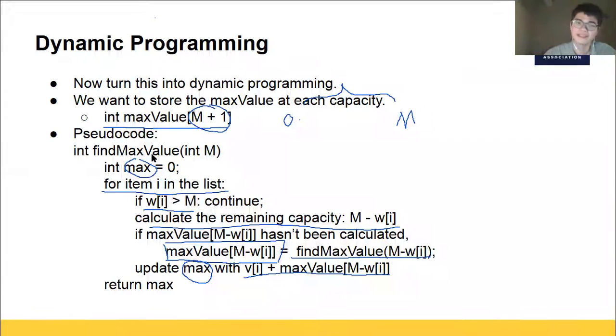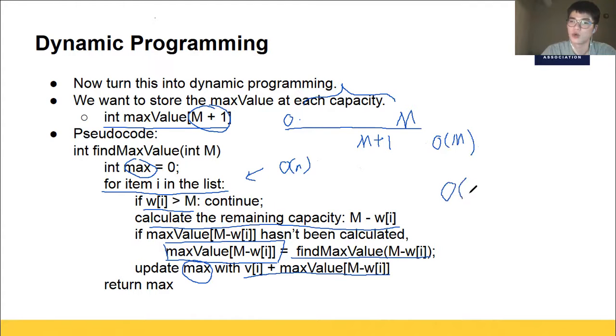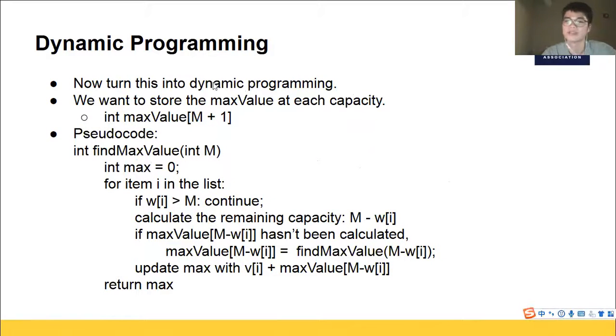Now let's look at the time complexity of this function. We know that we are only computing m plus 1 data points, m plus 1 boxes in our array, right? Which is O of m. And how long will it take for us to calculate the value in each of them? We have to iterate through all the items in the list, which is O of n, to calculate each value. Together, it will take O of n times m time, which is rather efficient. That is how dynamic programming helps to solve the infinite knapsack problem.